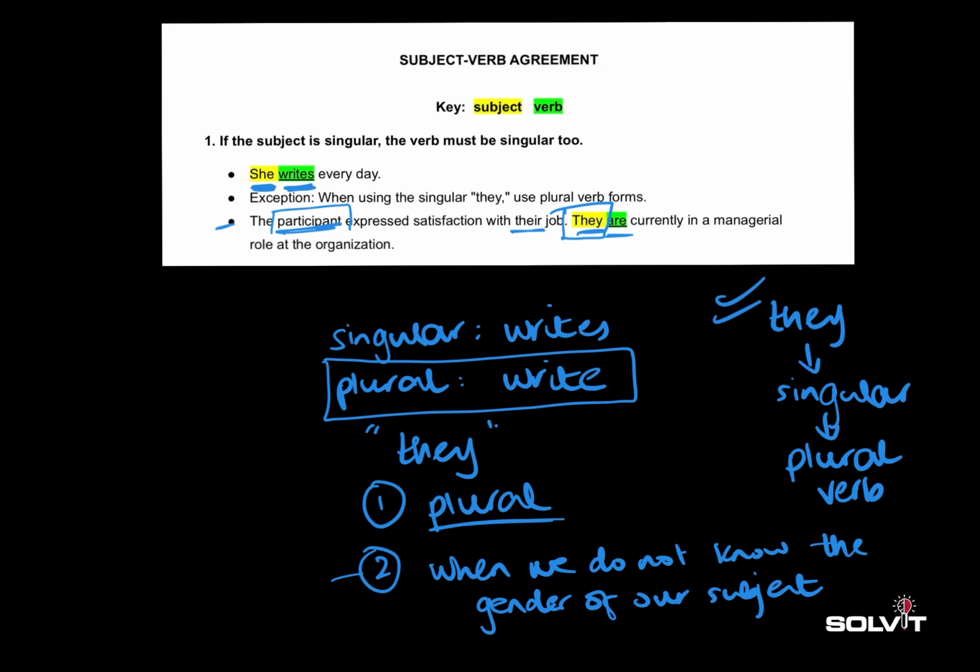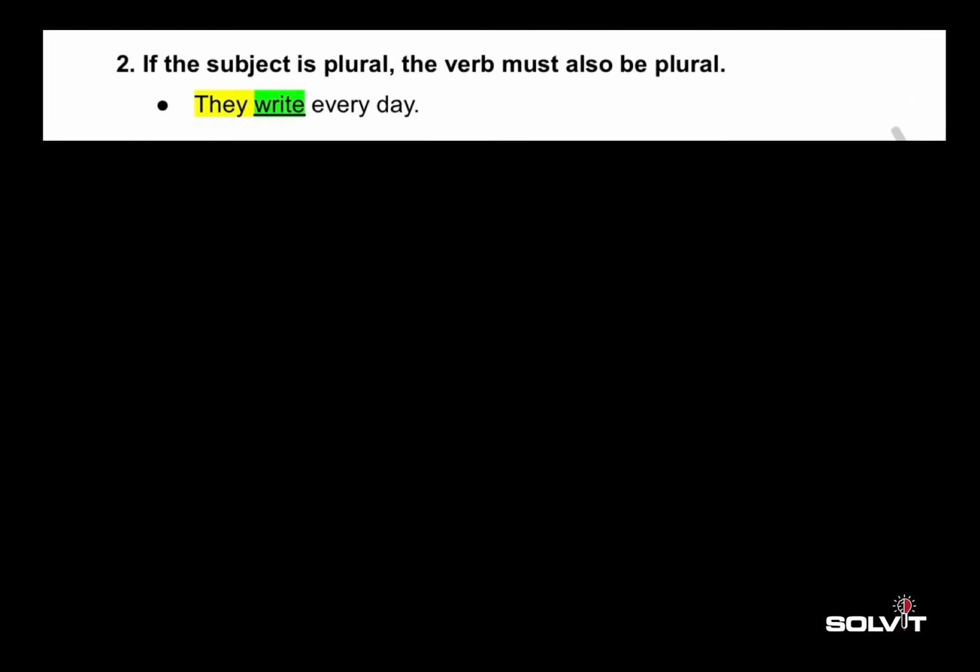So always remember that. The second rule is also fairly simple. If the subject is plural, the verb must also be plural, right? In agreement with the previous rule, which said that if the subject is singular, the verb must also be singular. So now we're saying that when the subject is plural, the verb must also be plural. For example, they write every day. Now, they is being used in the plural form over here. All right, in the previous slide, I told you that we use they in two cases, right?